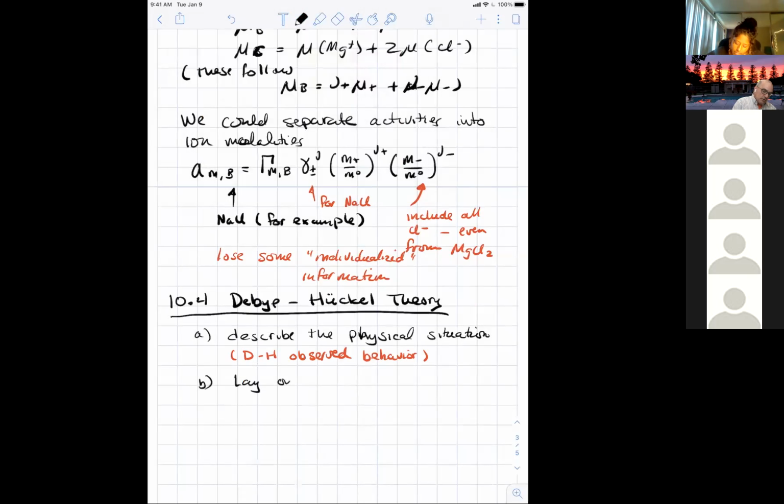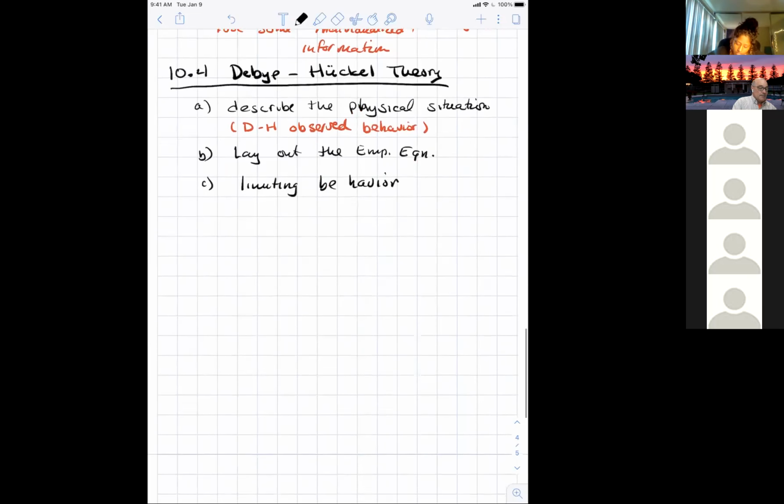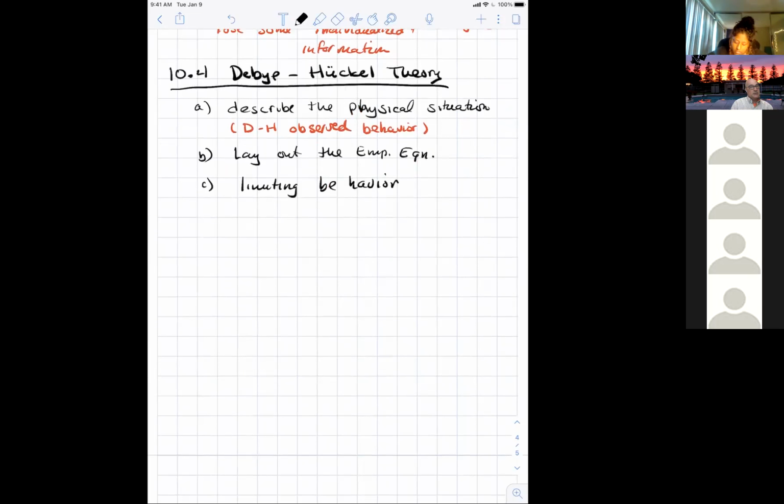Well, then we'll lay out the empirical equation that's used and we'll look at the limiting behavior of this, which turns out not to be super useful, especially these days where we can have computers do a lot of the heavy lifting for us, and we don't have to worry about locking a bunch of undergraduates in a room with desks and paper and pencils calculating numbers anymore, right? We can have a computer generate a lot of numbers for us now.